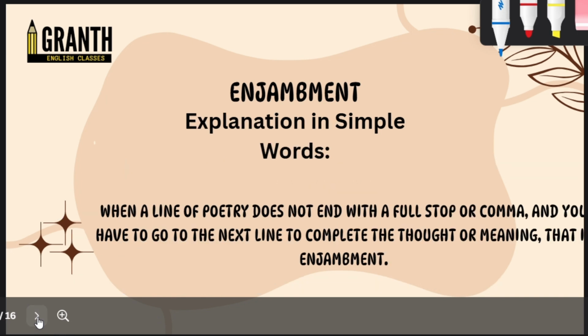Now, in explanation in very simple words, when a line of a poetry does not end with a full stop or comma, and you have to go to the next line to complete the thought or meaning, that is enjambment. When you have to really go to the next line to complete the sense of the first line that you have started reading, without a punctuation, without the indicative pause that comes with punctuation, that is enjambment.